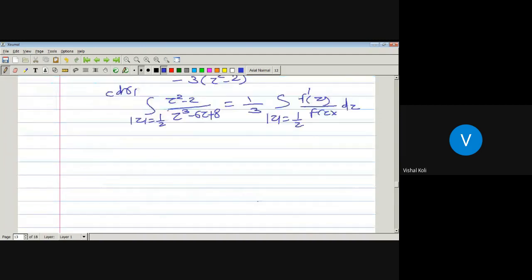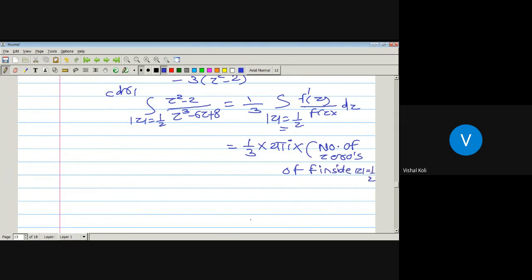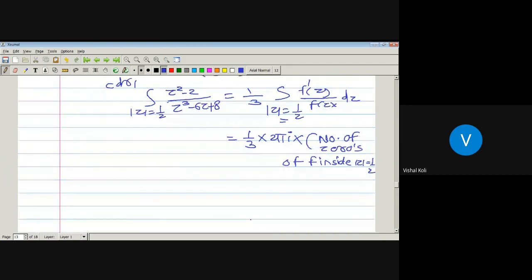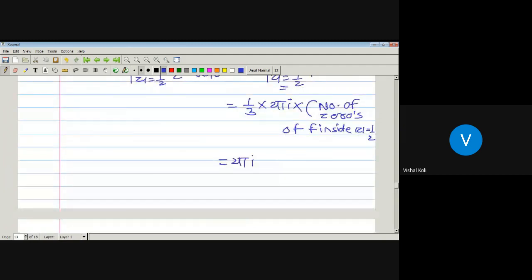Now by Rouché's theorem, this one is nothing but 1/3 into 2πi into, as f is analytic, it has no singular point. It means by the argument principle, the value of this one is nothing but 2πi into the number of zeros of f inside |z| = 1/2. So this is 2πi divided by 3 into the number of zeros.